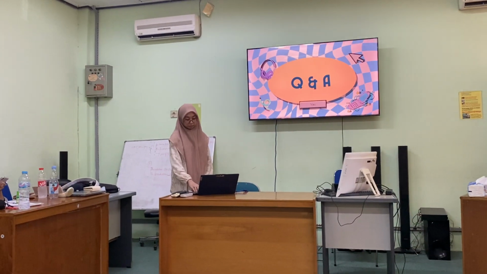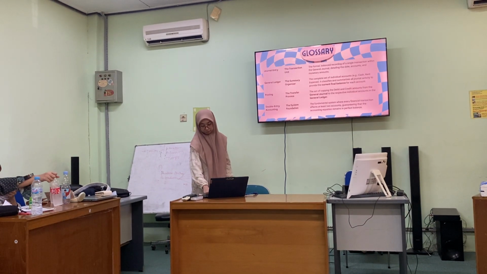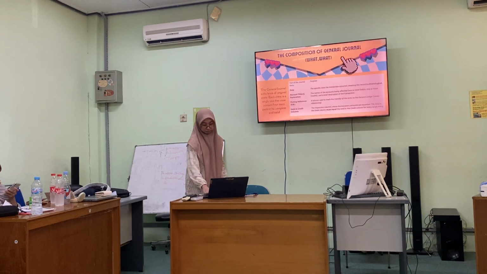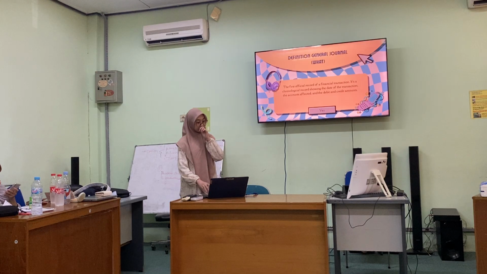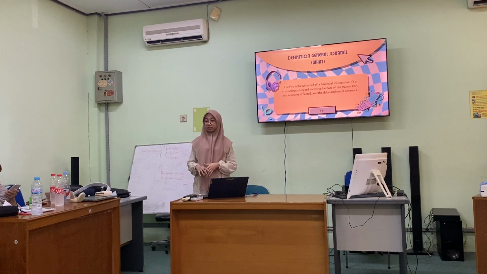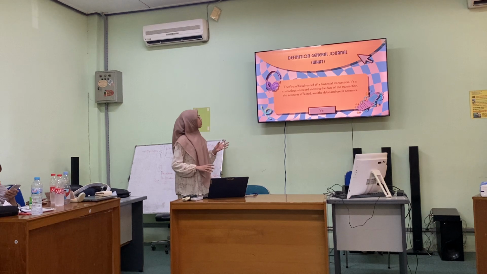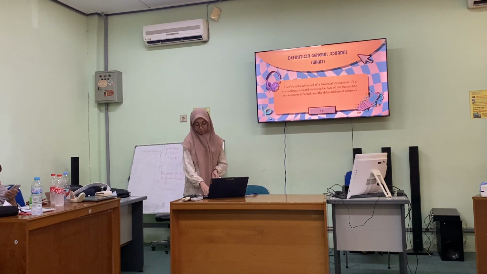Thank you for the question. So, let me show you. So, this is the definition of general journal. General journal is the first official record of financial transactions. It's a chronological record showing the date of the transaction, the accounts affected, and the debit and credit amounts. Yeah, that's all.